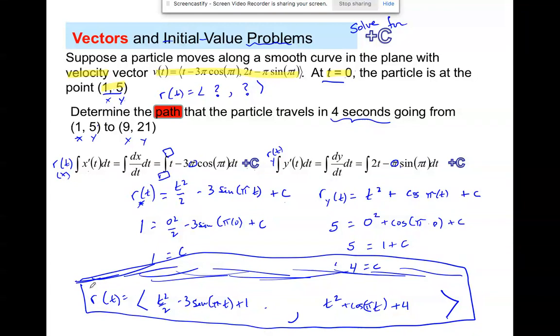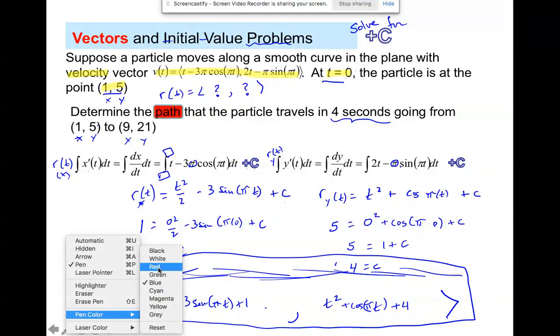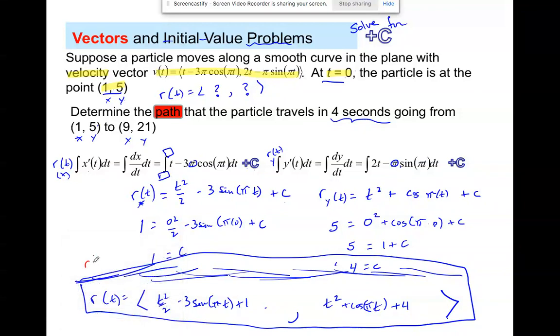And notice what happens when you plug in time equals 0 to that. What is r of 0? You want to check your work. r of 0 means plug 0 in here, plug 0 in here, and you get 1. Plug 0 in here: 0 plus cosine of 0, which is 1, plus 4, which is 5. Crazy.